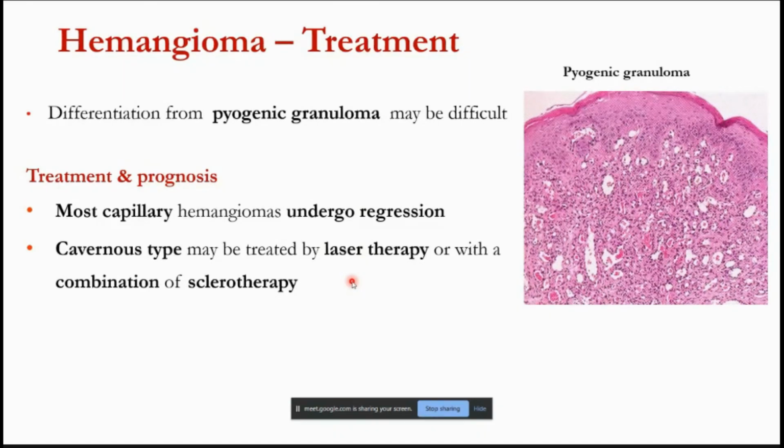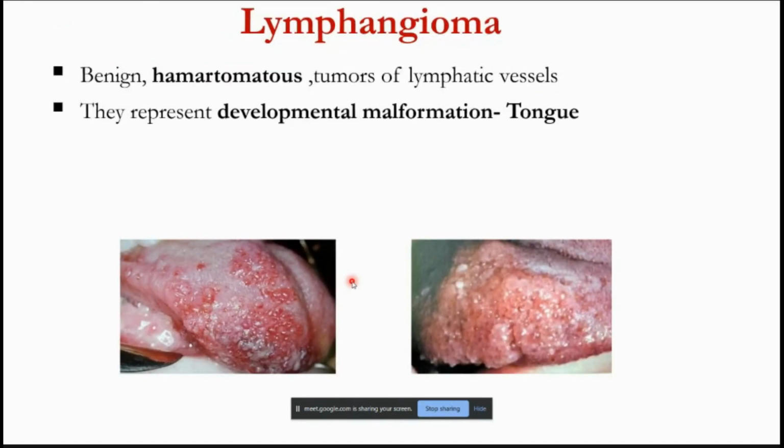So that's the logic behind it. So lymphangioma is a benign tumor of the lymphatic vessels, and it is considered a hamartoma, which is like not normal to that area. And they're more or less a developmental malformation. Okay, and the frequent site, as you can see here, is the tongue.